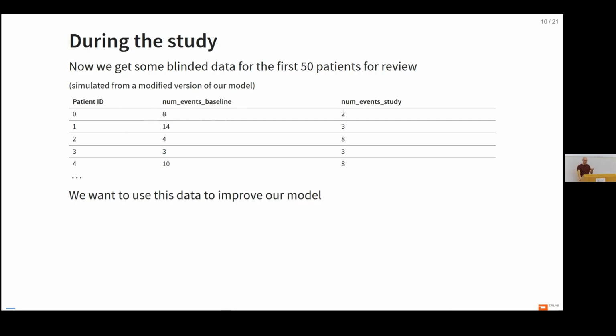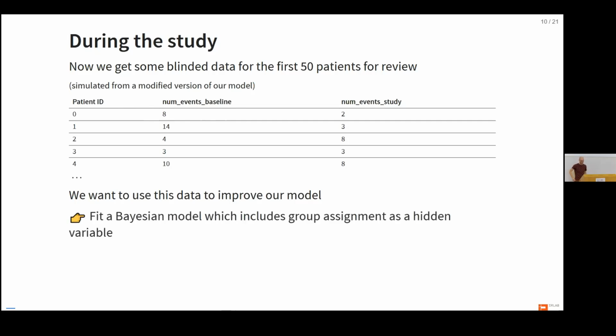Okay, but how can we use the data to improve the model? Well, of course, this group assignment of which patient comes from which treatment arm is just another uncertainty that we could include in the Bayesian model.